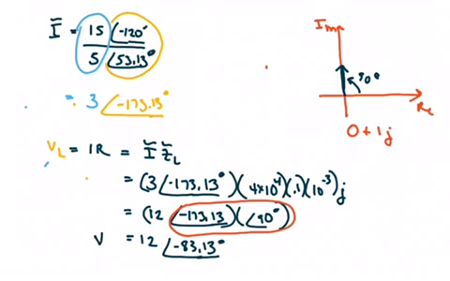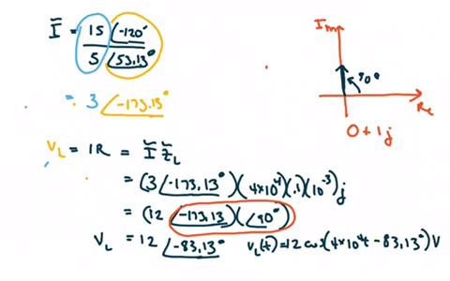Now I always want to put VL back into my time domain. So I'll just use amplitude 12 cosine(4 times 10 to the fourth t minus 83.13 degrees). And that's my answer.